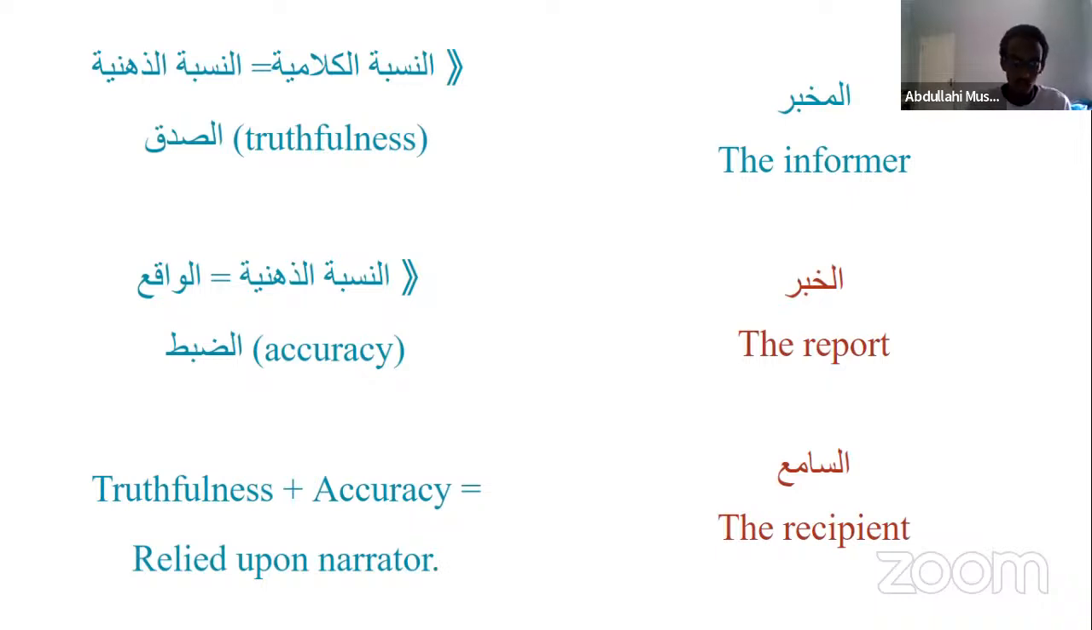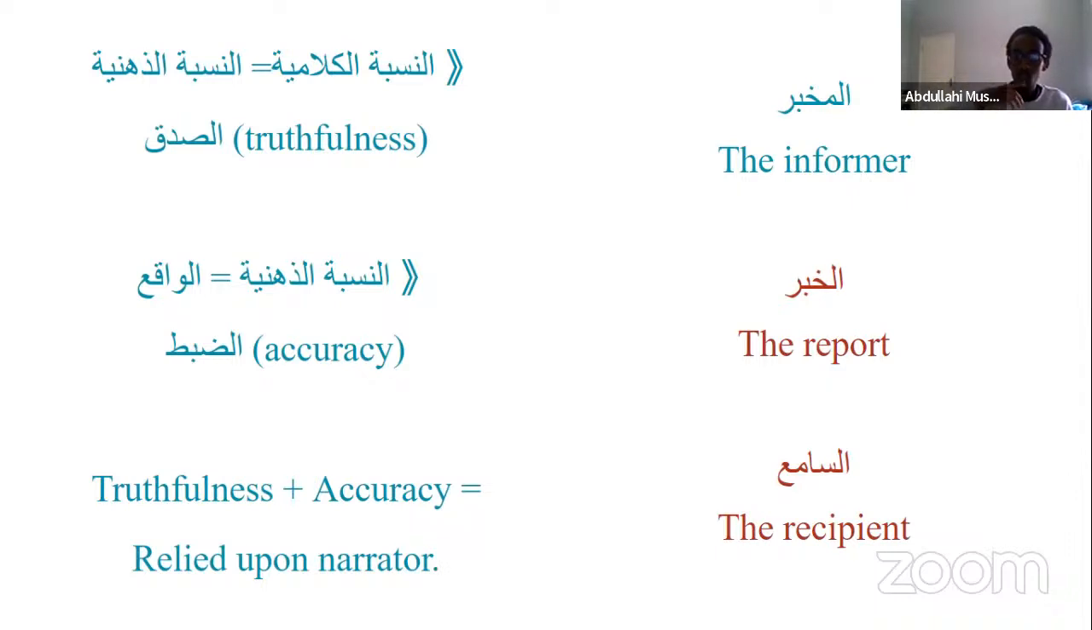The first quality that the informer should have is that what he is saying with his words must align with what is in his mind. The nisbatul kalamiyya must be in line with the nisbatul dhihniyya. The word kalam means speech, the word dhihn means mind. So the thing that he says must mirror the statement in his mind that he truly believes.